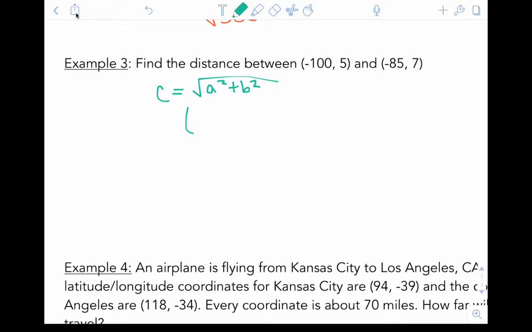A is my largest x minus my smallest x. When I'm looking at these, I need to pay attention to the fact that they're both negative. So my largest number is actually negative 85. So I'm going to write negative 85 minus negative 100, and I'm going to square that. And then b is my largest y minus my smallest y. So that's 7 minus 5, and I'm going to square that and put my square root over this whole thing.